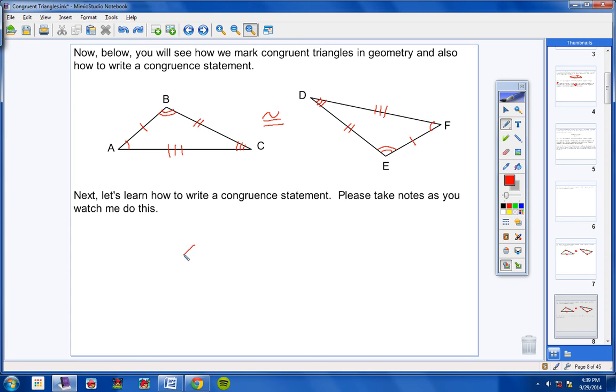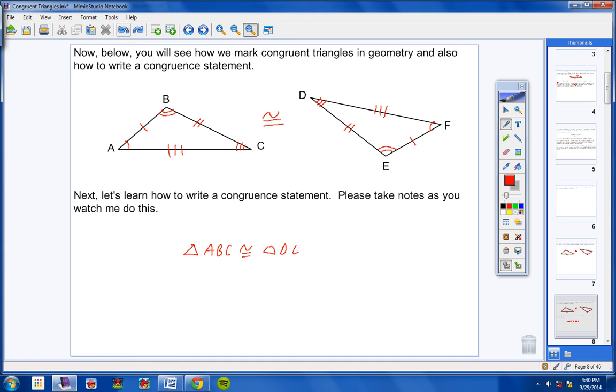Now, I'm going to write the first triangle, put your triangle symbol, then triangle ABC, okay? So go ahead and write triangle ABC, then put congruent. And you're probably thinking, oh, this is easy. Triangle ABC is congruent to triangle DEF, and that's wrong. That's totally wrong. Don't do that.